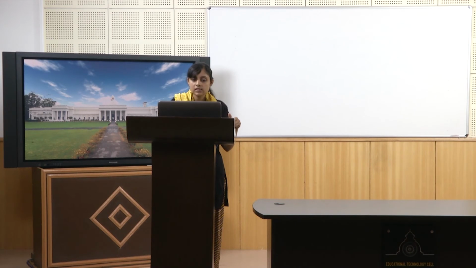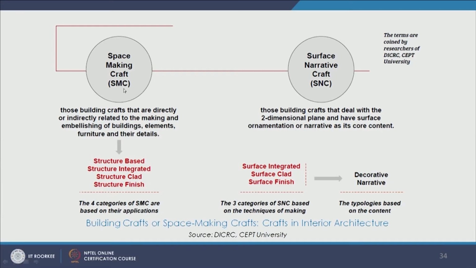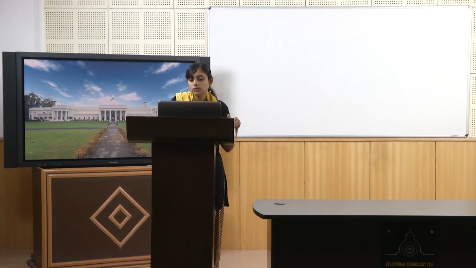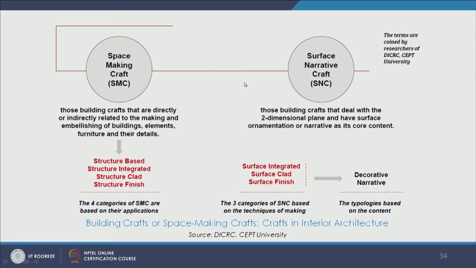We also discussed again in detail what the different categories of space making craft are, that happen at the level of structure, which are structurally integrated and important for the structural aspect of a building or interior architecture, and also the surface, the ones that are majorly two-dimensional and narrative and which go on the surface. So we discussed these two broad categories and the subcategories in detail.